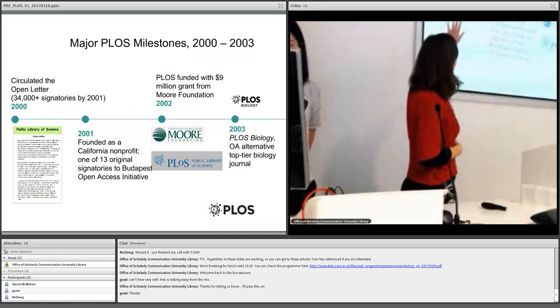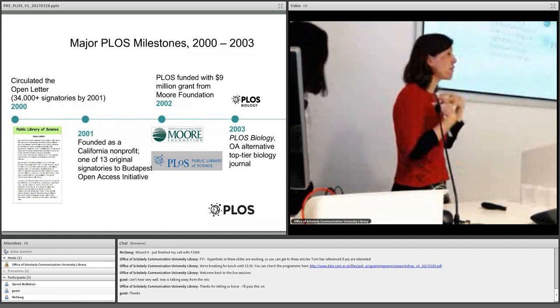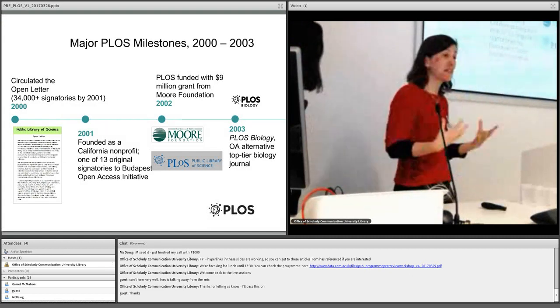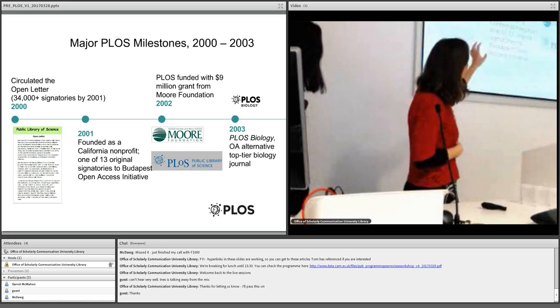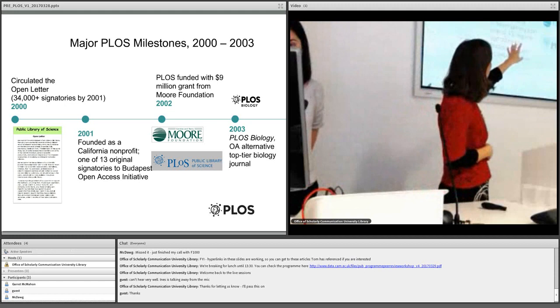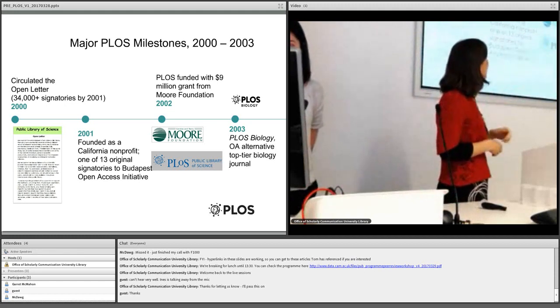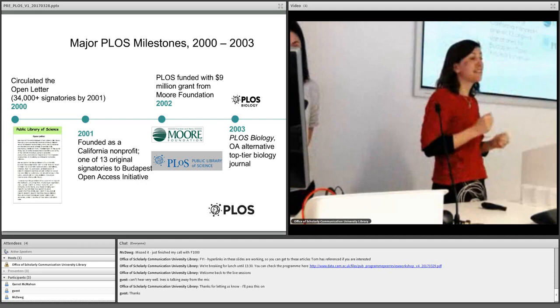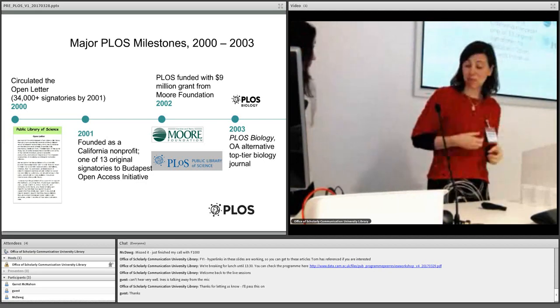So they circulated an open letter, and it was signed by many, many researchers. I was a PhD student at the time. I signed the letter. I thought it was very exciting. And then, of course, they tried to get funding. Millions from the Moore Foundation, and in 2003 they started PLOS, and the first journal was PLOS Biology. So I work in PLOS Biology.